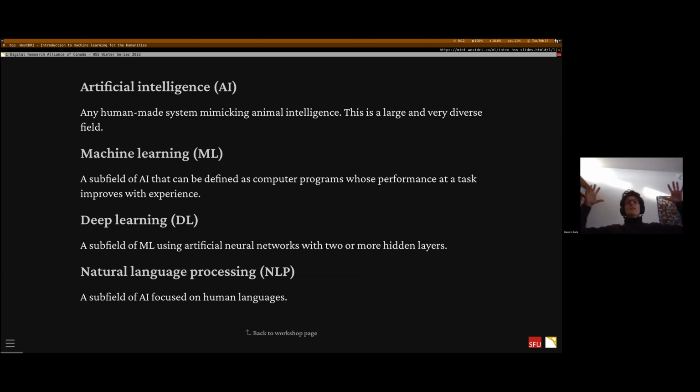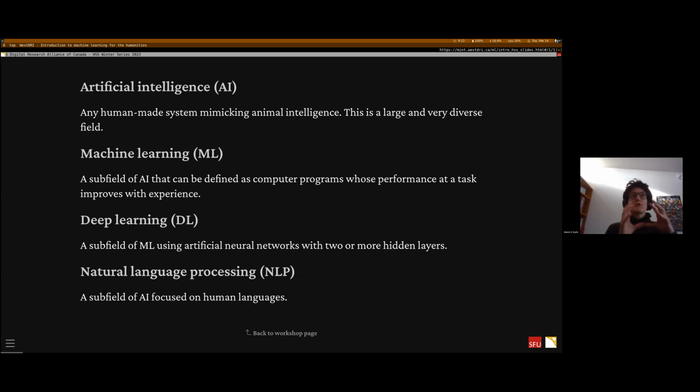First, there is the very, very large, all-encompassing field of artificial intelligence. And artificial intelligence is really any field where some computer, some machine, some human-made system is trying to mimic a form of biological intelligence. So it's a very large field. It encompasses very many disciplines.